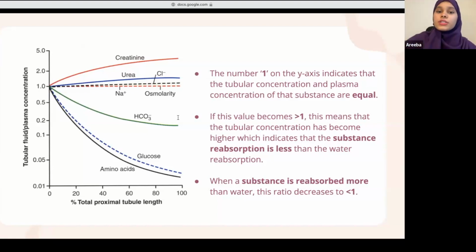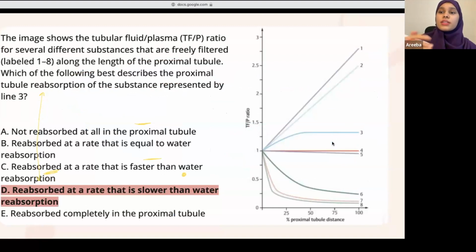Now if we go towards the lower parts of the axis, this part which is lower than 1, these are all substances that end up getting reabsorbed more than the water. Okay, so in the case of glucose, you see how it reaches this point, so it's almost all reabsorbed. So when a substance is reabsorbed more than the water in the proximal tubule, then the ratio will decrease to less than 1. So in our question, line number 3 was going above 1, remember? So that's why we said, yeah.